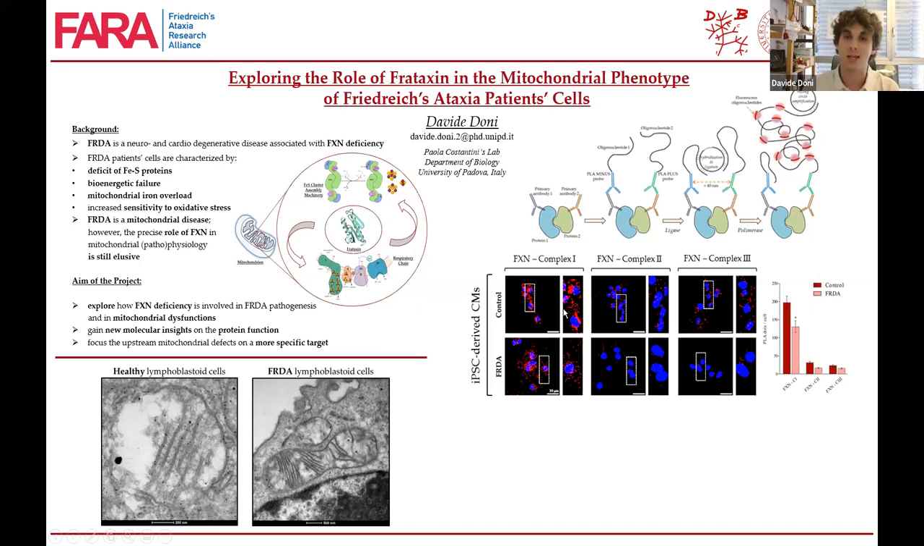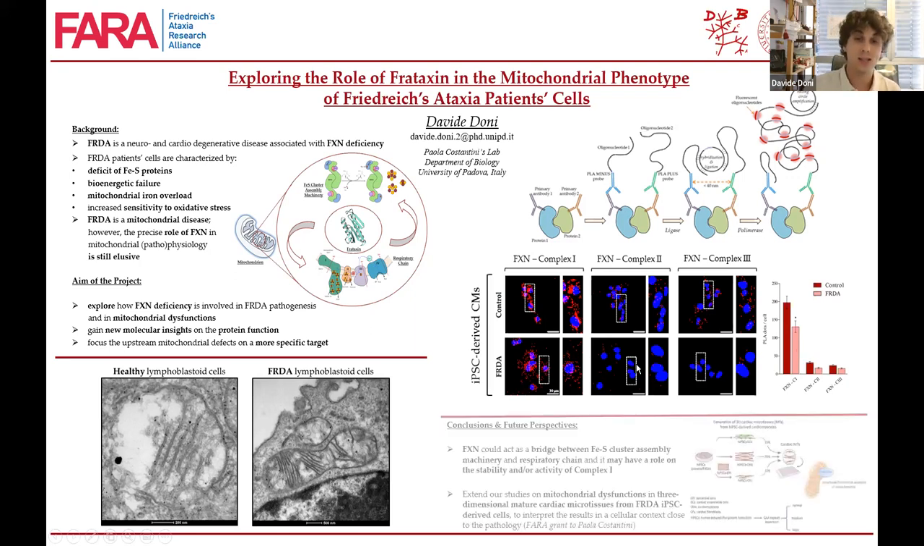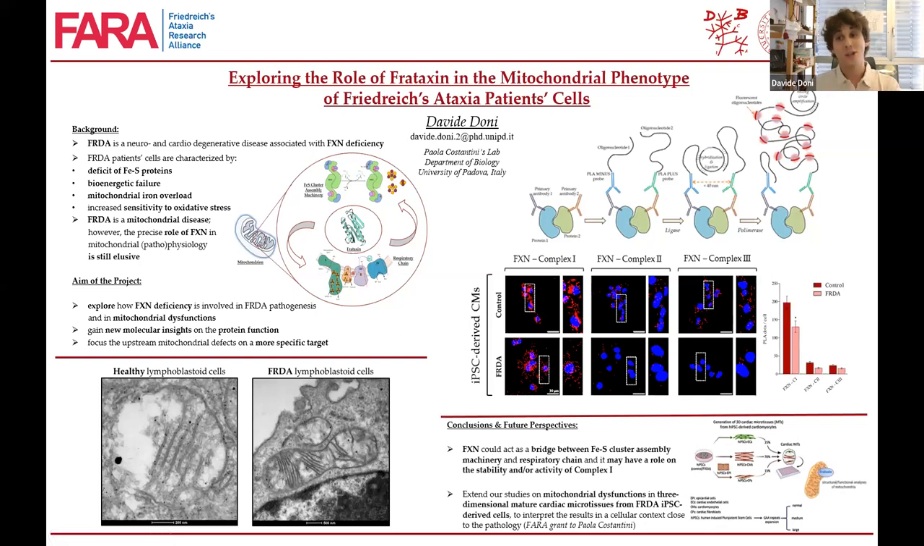Performing the same experiment on FARA cardiomyocytes, we observed that the reduction of PLA dots, due to the reduced level of frataxin in this cellular model, is significant only toward complex 1, while not toward complex 2 and complex 3. So this evidence strengthened our hypothesis that frataxin could act as a bridge between the iron sulfur cluster assembly machinery on one hand and the respiratory chain complexes on the other, and especially complex 1, so helping to focus the study of potential therapeutic approaches on a more specific target.